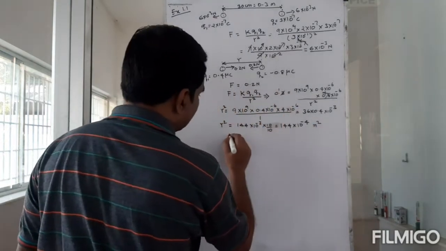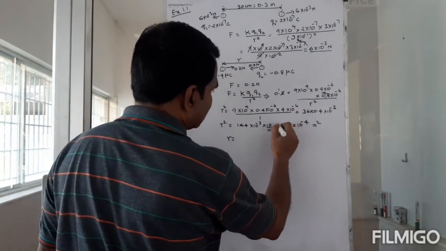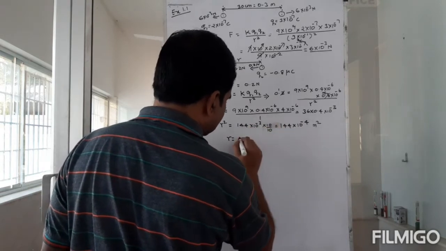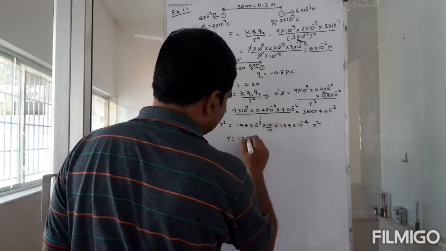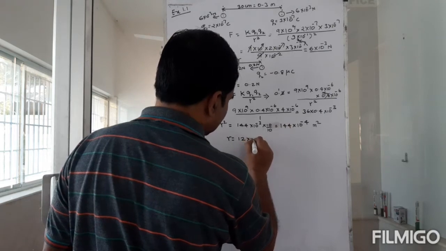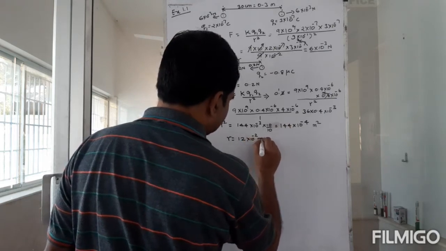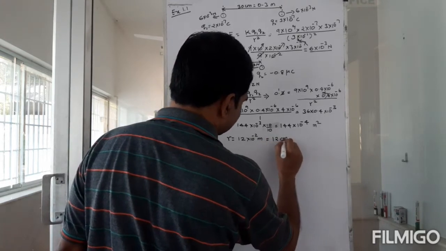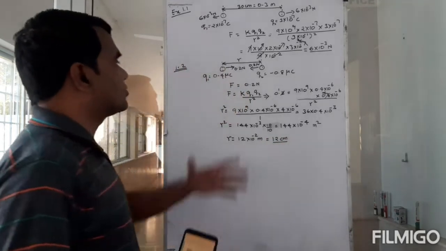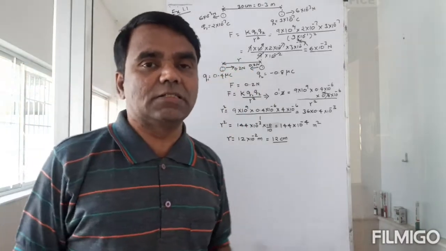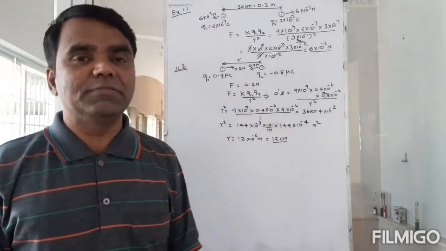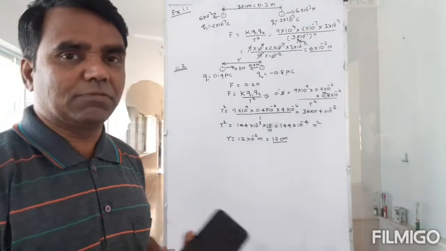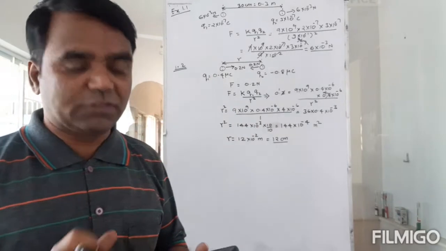Okay? So what is r? r is simply the square root of this. Square root of 144 is 12. Square root of 10 power minus 4 is 10 power minus 2 meter. So that is actually equal to 12 centimeters. So these two charges are separated by a distance of 12 centimeters. So that's how you solve this problem. It's a very simple problem, and we will discuss the second part of the problem.